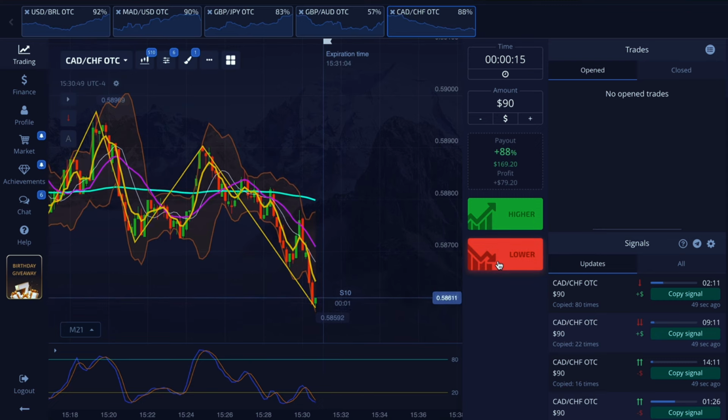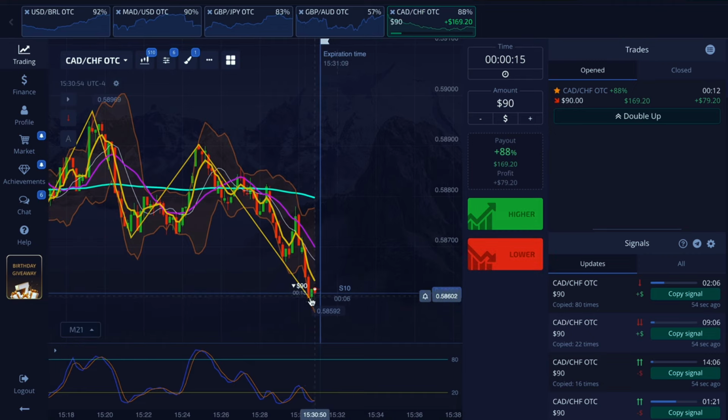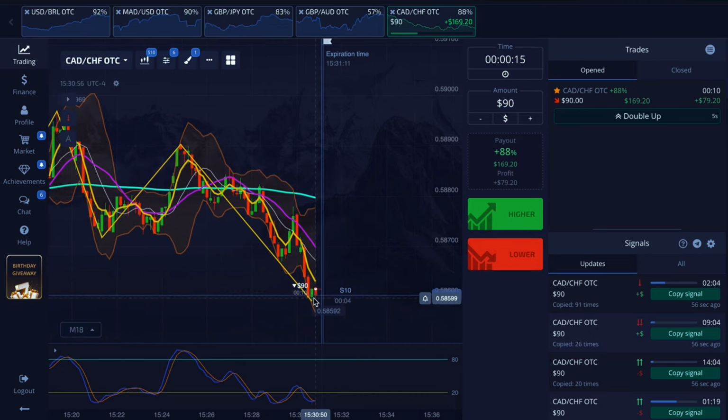So as you can see, we have a big down push, and I think we're going to just keep going down just because this green candle did try to come in.